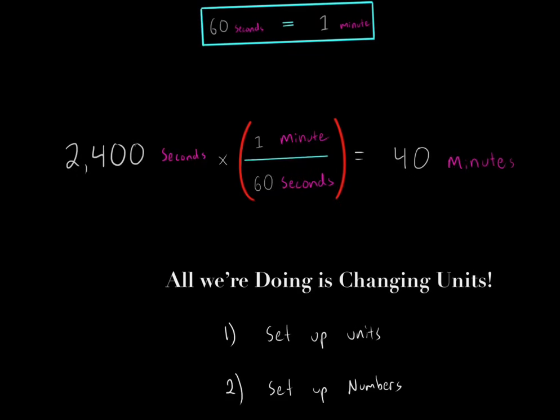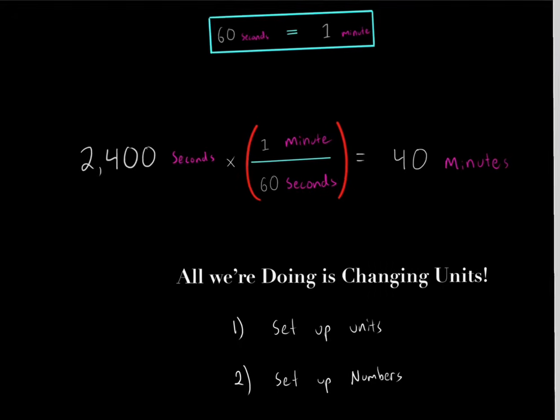So now we have our answer. So now we would get our answer, 40 minutes. Again, seconds cancel, so we're left with minutes. And then we just do the math. 2,400 times 1 divided by 60 equals 40. So now we know 2,400 seconds is the exact same thing as 40 minutes.